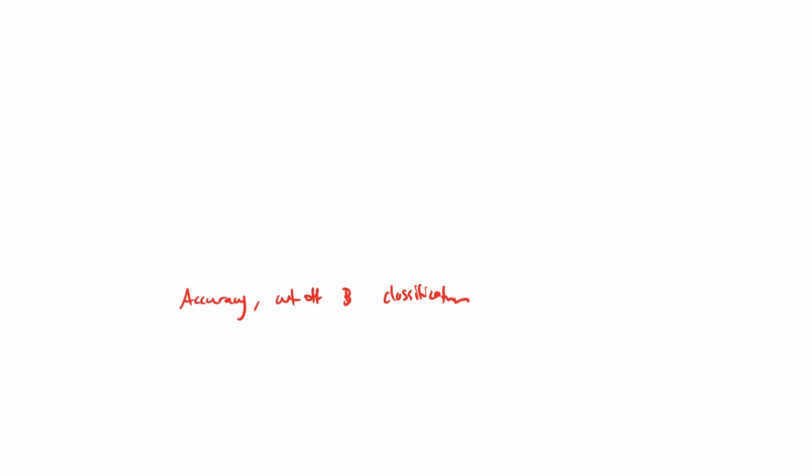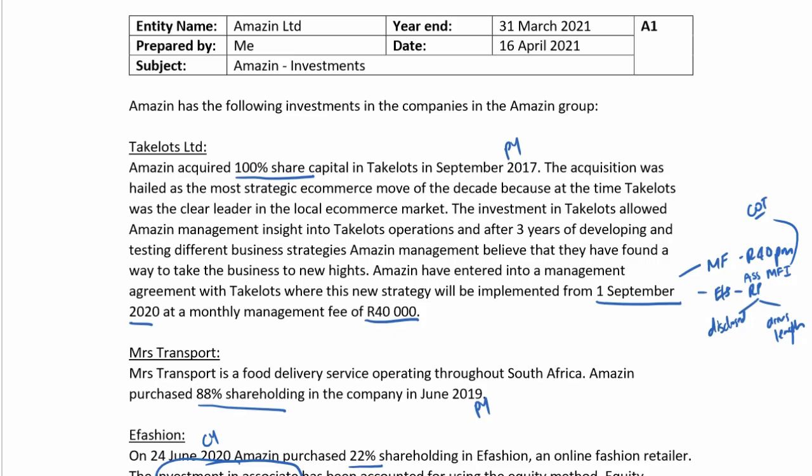Now I'm going into the working paper. And I come straight to take lots and I start to look for the information. Here I can see is where I've noted there's a management fee. I've got a summary. It's 40,000 per month. I made a note that's related party. So just having a look here, I can see that they entered into an agreement which will be implemented from 1 September 2020 with a monthly management fee of 40,000. So I now have the details.